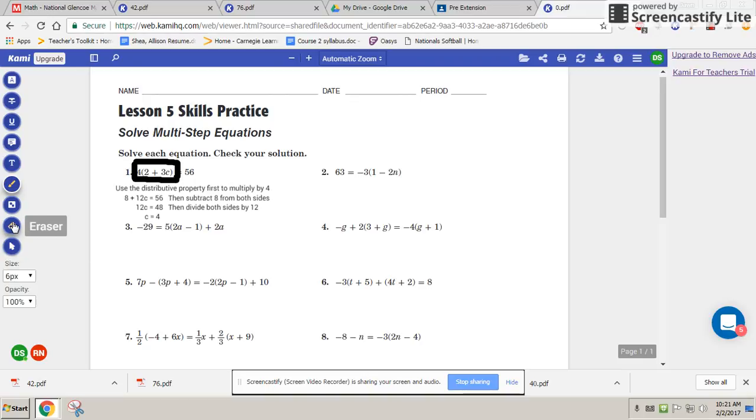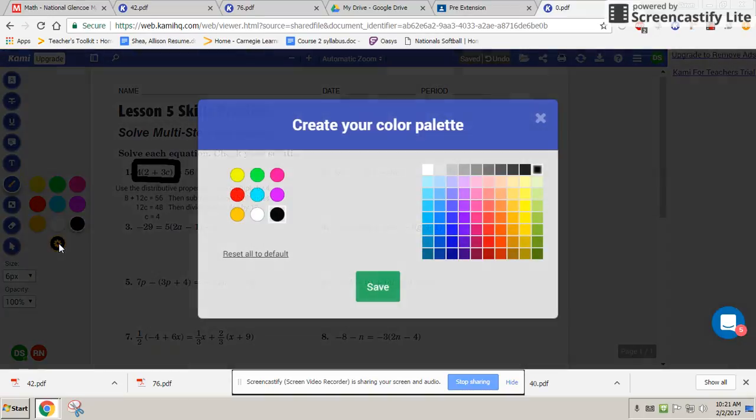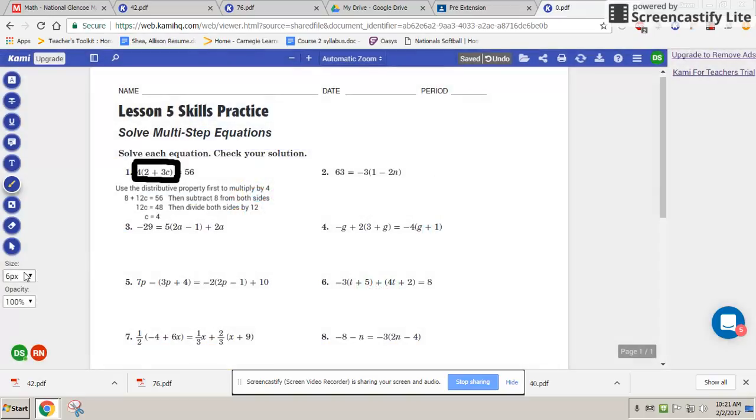So in this case, notice that we are going to have to use the distributive property. Sorry, I'm trying to make this smaller. There we go. So we're going to have to first use the distributive property to solve this. We multiply 4 times 2, which is 8, plus 4 times 3c, which is 12c. So we first distribute, and now we just have a multi-step equation.